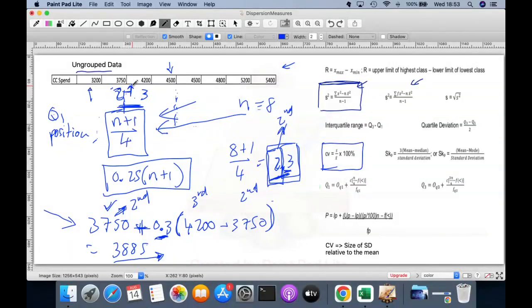Because we're saying the first quartile is somewhere between these two numbers, somewhere here. Because it's 2.3, it's not too exact. It's 2.3, so it's somewhere in between these two. And that exact value is this here, 3885. Okay, I'm going to pause there. Is that clear, everyone? How to work with the first quartile?